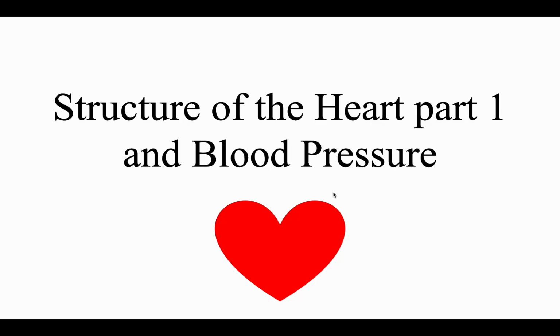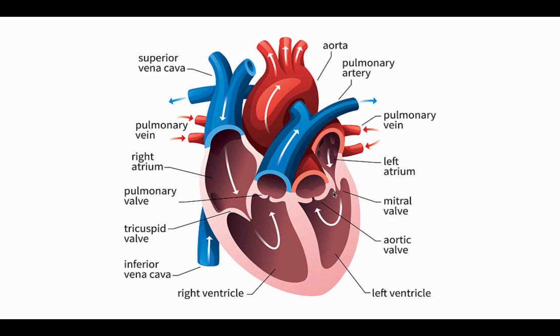In today's video, we'll be going over the basic structures of the heart and blood pressure. The heart can be divided into four main chambers. There are two atria on top and two ventricles on the bottom. Separating these chambers are valves, which help prevent backflow of blood as blood is flowing through the heart.